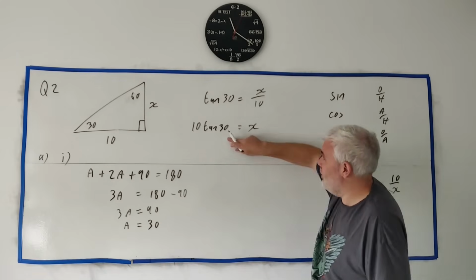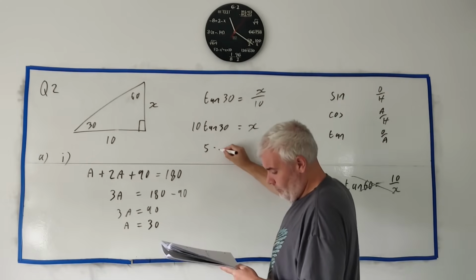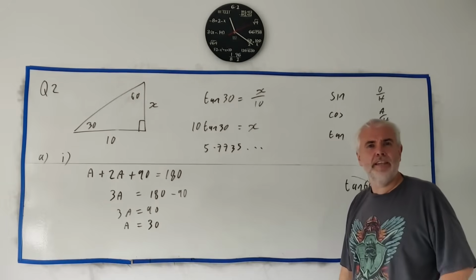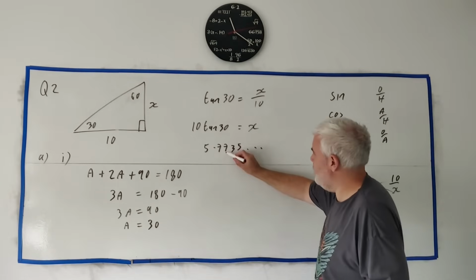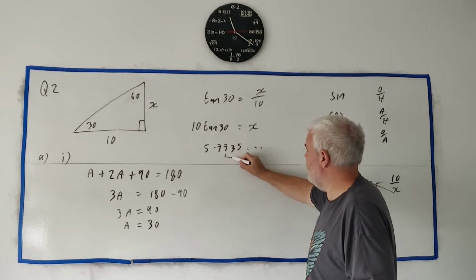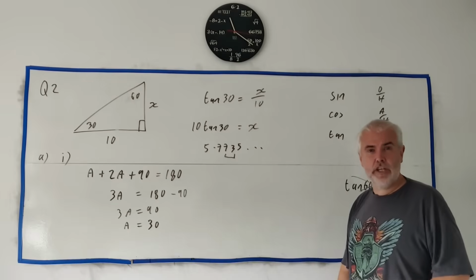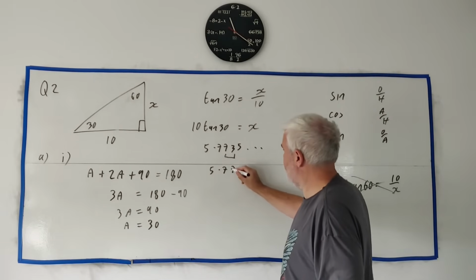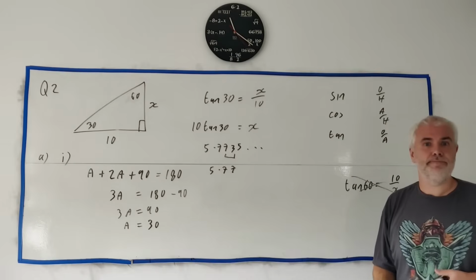If you put all this in your calculator, you will get 5.7735. It continues on for a bit. They wanted 2 decimal places, so it's this one here we're looking at. So let's look at the one after it. 73 is closer to 70 than 80, so 5.77 is our answer.